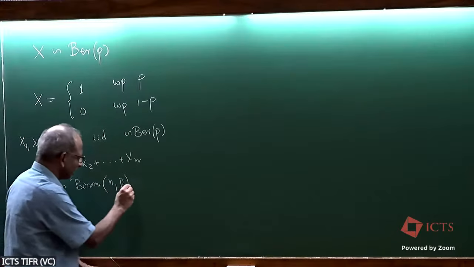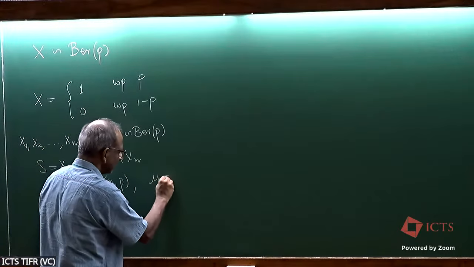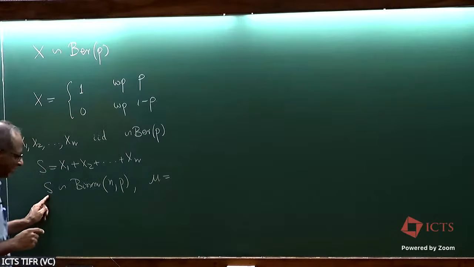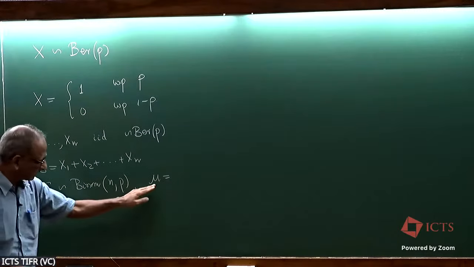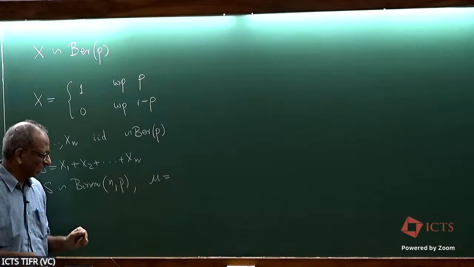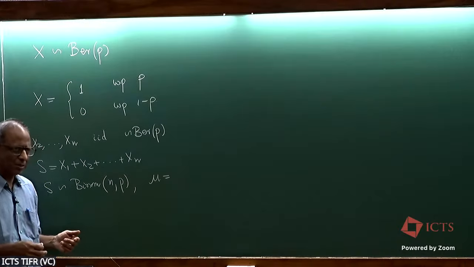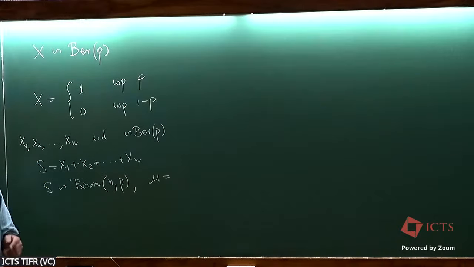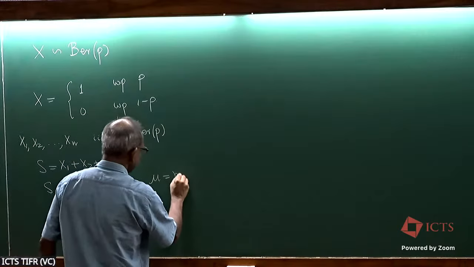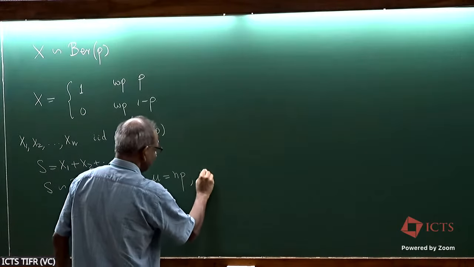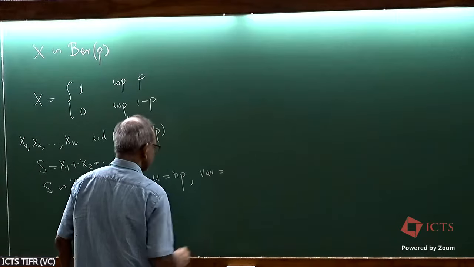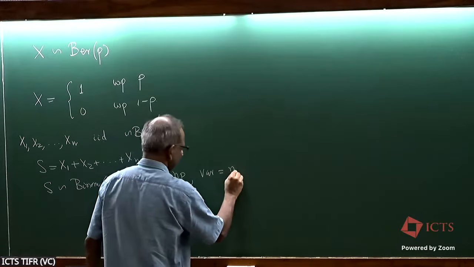And it has an expectation. S has an expectation. I'm just calling it mu. So what is the expectation of S? The NP, yes. And the variance? NP 1 minus P.